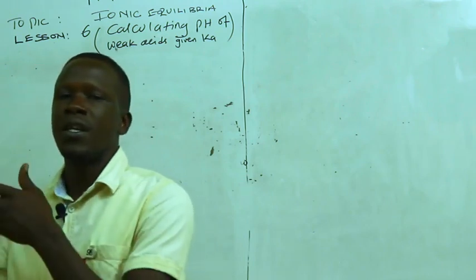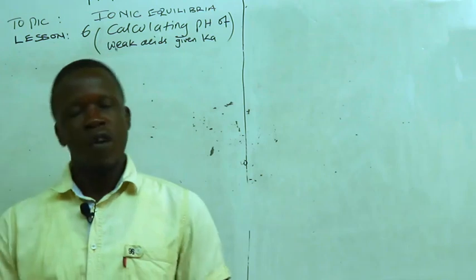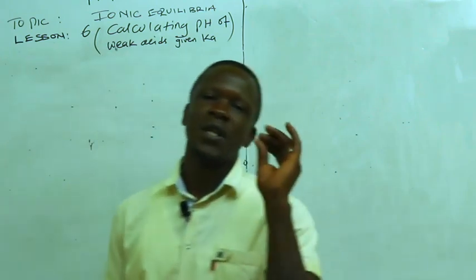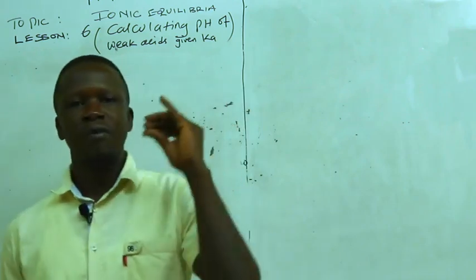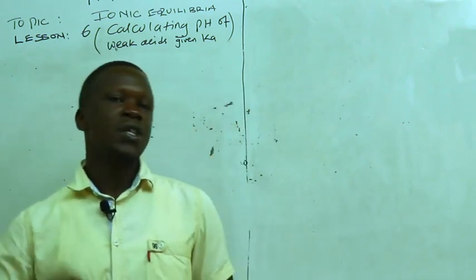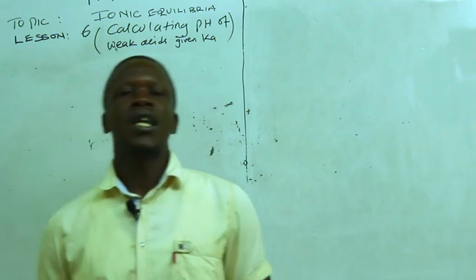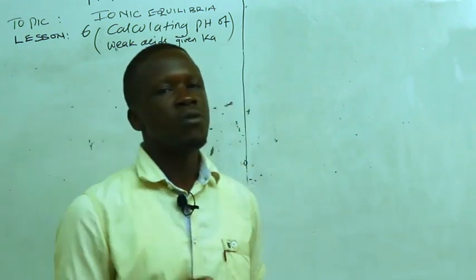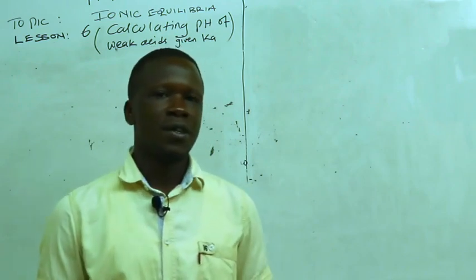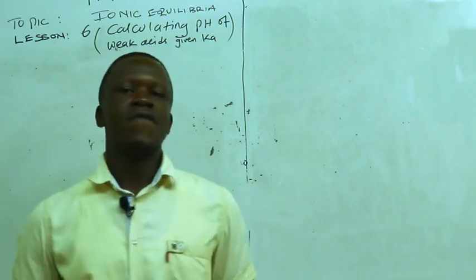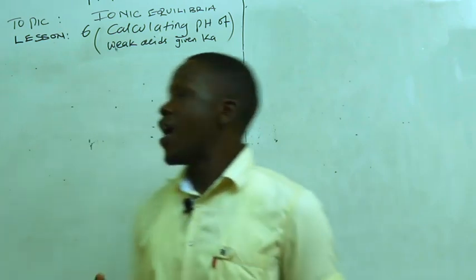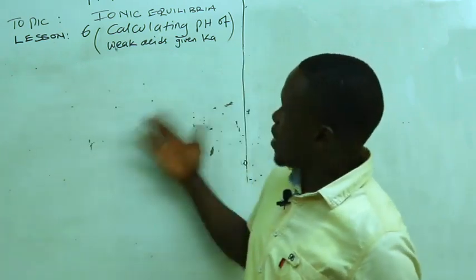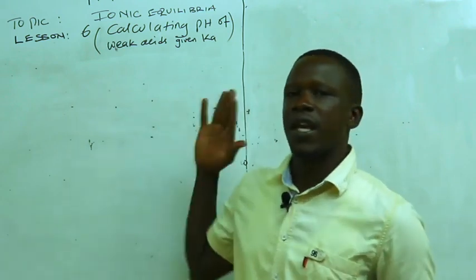and hence determine the pH. If we are not given the acid dissociation constant, then we need to know what we call the degree of ionization. Degree of ionization will tell us the percentage of every 1 mole that has ionized. But for this video, we are going to see how we calculate the pH of a weak acid given the Ka value.